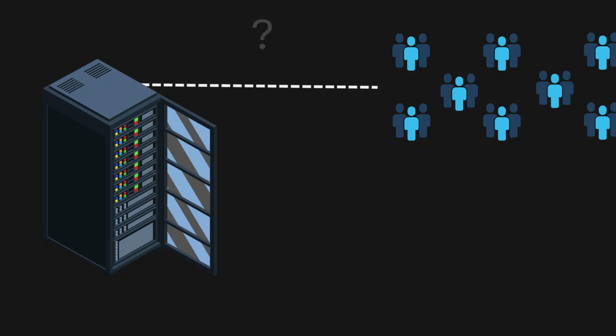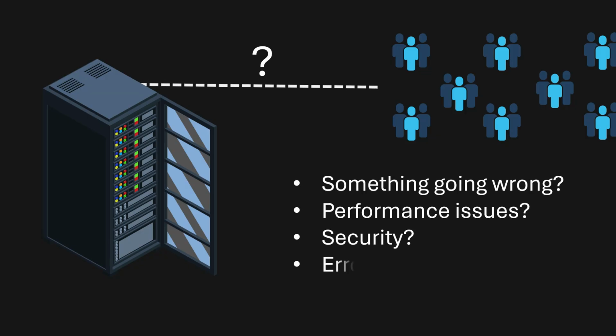Is something going wrong at runtime? Is a critical section of your code performing poorly? Is there a security vulnerability being exploited right now? Are users hitting errors you never anticipated? This is exactly where logs come in.